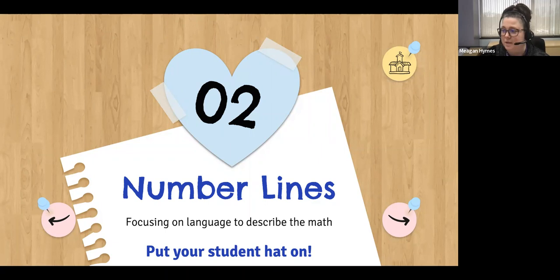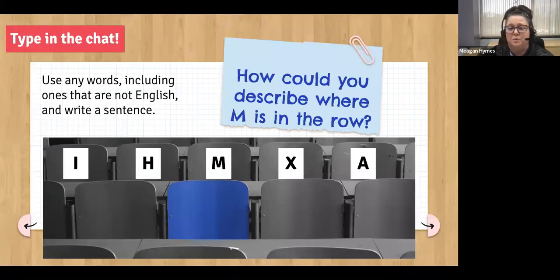And here we go. So looking at this picture right now, and this is something you could display to your students. I'm going to talk to you like teachers, but you think like you're your students. And how could you describe where M is in the row? So using any words, even words that are not English, how could you describe where M is?